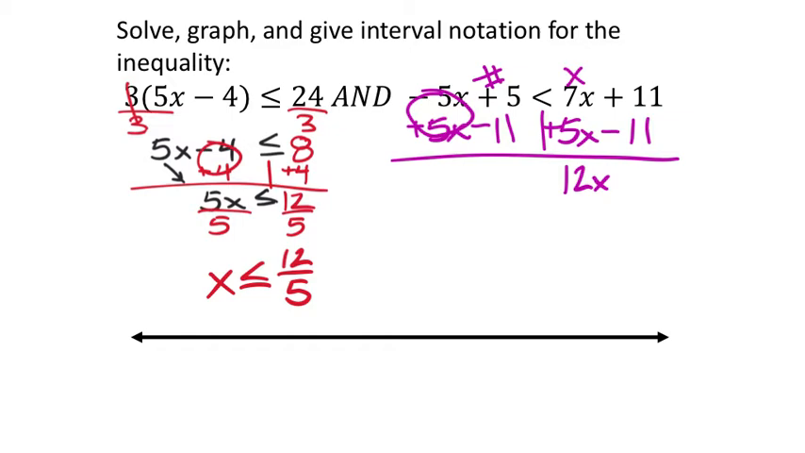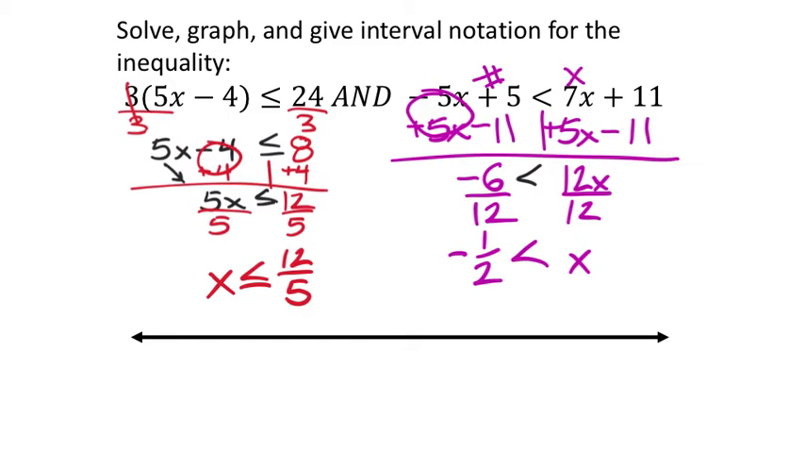5 minus 11, that'd be negative 6. So negative 6 is less than 12x. Divide both sides by the coefficient 12, and now I end up with phantom 1x. Well, comparing this, it looks like negative 1/2. So negative 1/2 is less than x. Now this is an and statement, right? So let's look and see what this ends up looking like on the graph, okay? And then we'll figure out the interval.